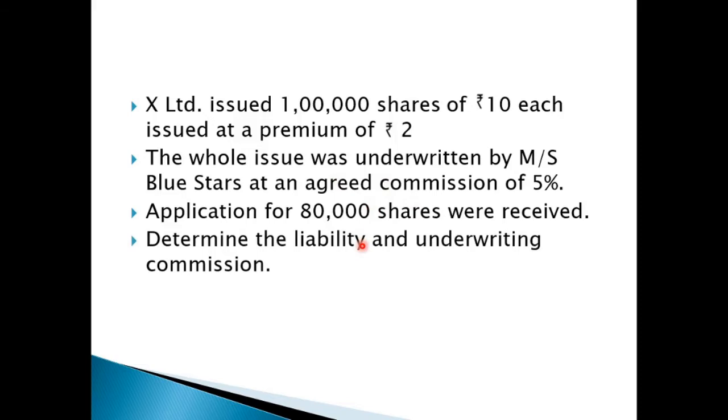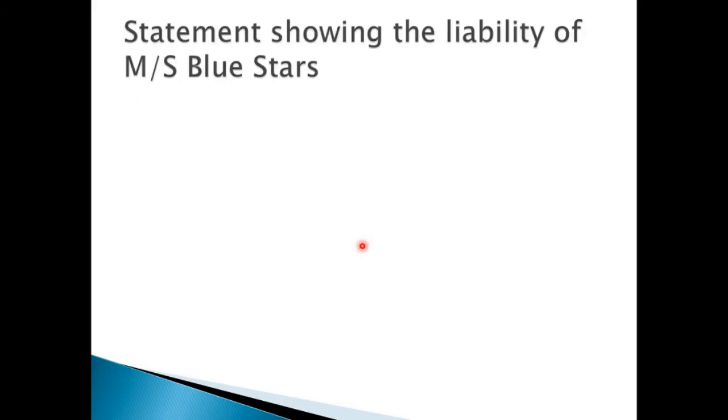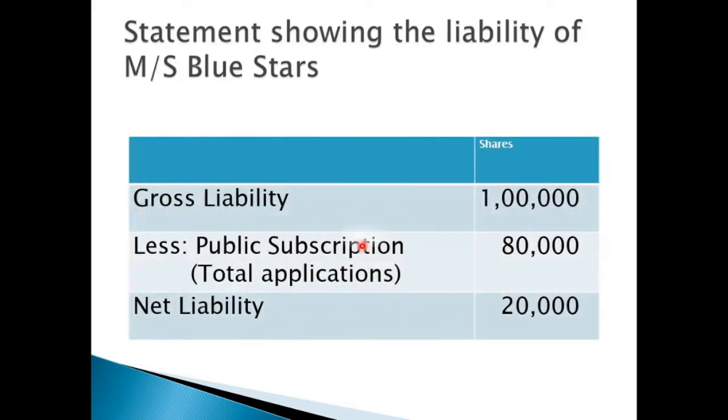This is a very simple problem. And how do we do that? First, to determine the underwriter's liability, we have to start with the gross liability. From there, you need to deduct the total applications that you have received. So 80,000 is the applications. How many shares will the underwriter have to take up? How many shares has the underwriter to purchase? It is 1 lakh minus 80,000, that gives you 20,000.